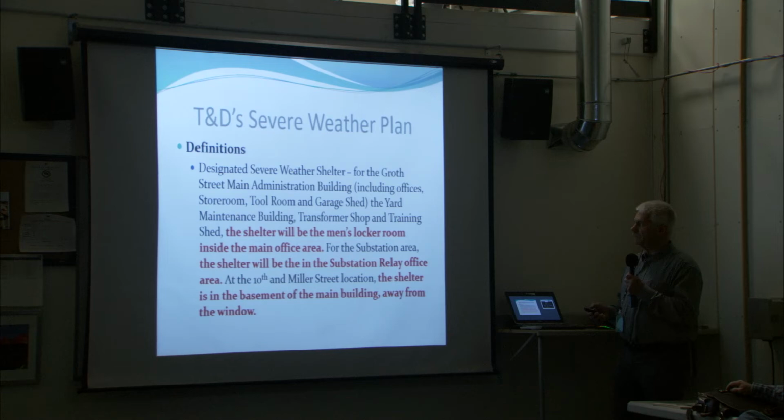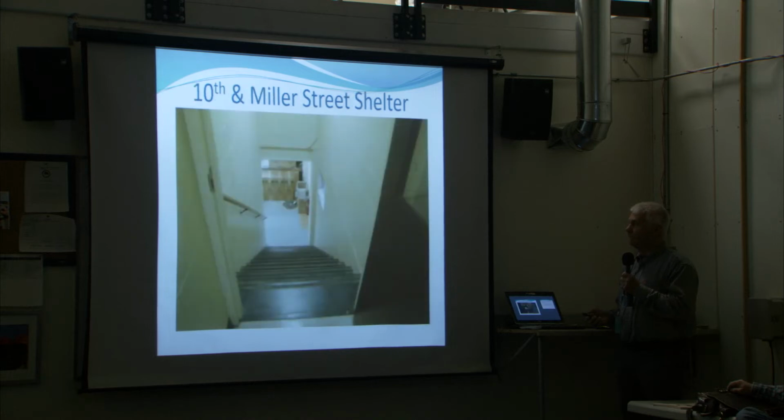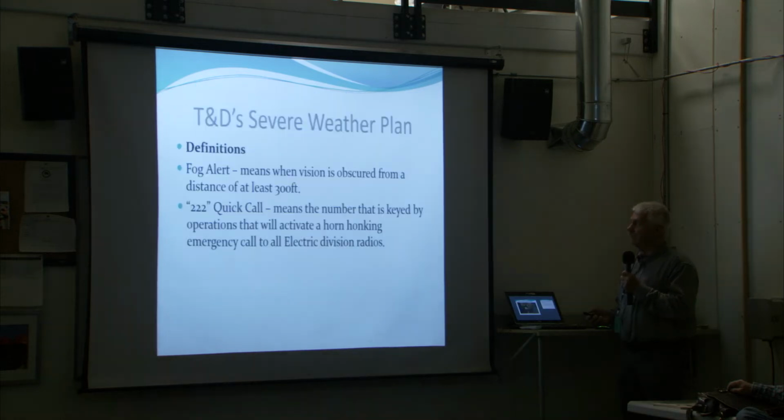Designated severe weather shelter for the Grove Street Administration Building, which includes offices, storeroom, tool room, garage shed, the yard maintenance building, transformer shop, and training shed, will be the men's locker room inside the main office area. For the substation area, the shelter will be the substation relay office area at the 10th and Miller Street location. The shelter is in the basement of the main building away from the windows. There's the substation area shelter. There's the 10th and Miller Street shelter.